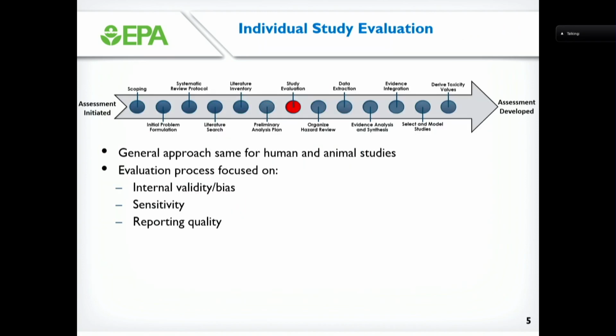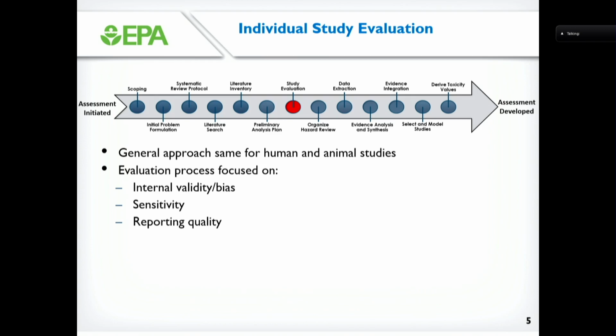Okay, so for internal study evaluation, we use the same general approach for animal studies and human studies. It's a domain-based approach, and I'll show you what that looks like. But right now, what we're trying to focus on is really, do you believe the findings of these studies? So it's really focusing on internal validity, sensitivity of that experiment to find something, as well as reporting quality, but really not reporting quality for reporting quality's sake.